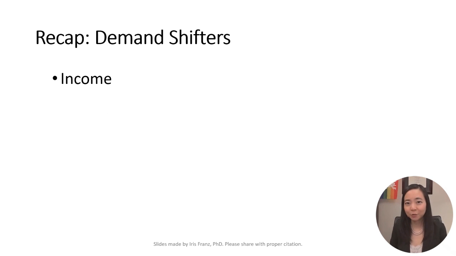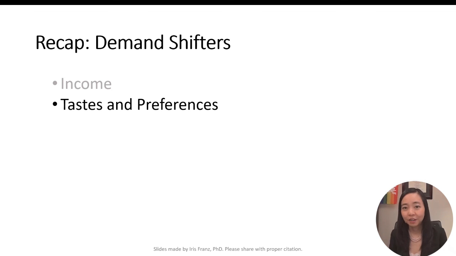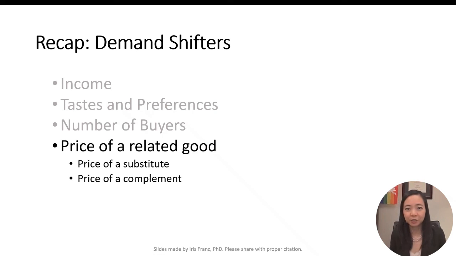Let's wrap up with a quick recap of the key factors that can shift the demand curve. These are known as demand shifters, and they include income. As income changes, so does our ability to buy goods. Tastes and preferences. Trends, knowledge, and personal preferences can influence demand. Number of buyers. More buyers in the market increase demand. Fewer buyers decrease it. Price of related goods.